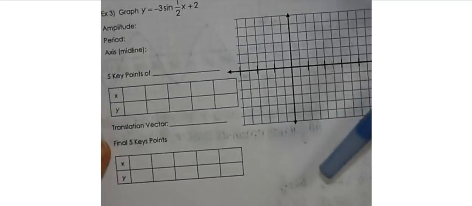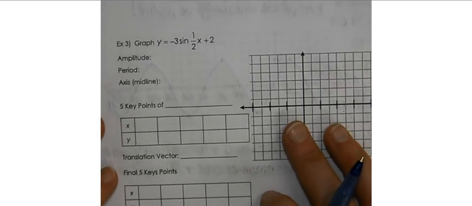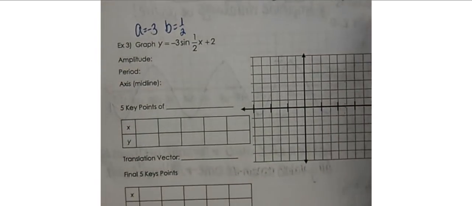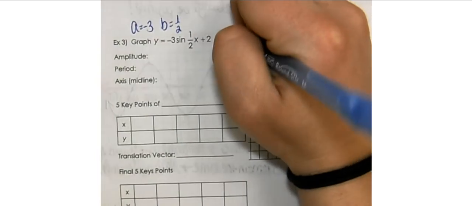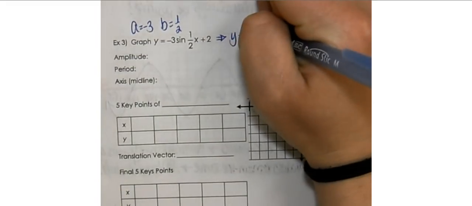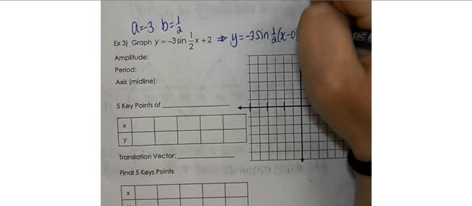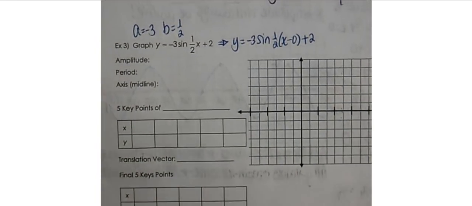In example number 3, we have y is equal to -3 times the sine of 1/2 x plus 2. I'm going to identify my a value as -3. My b value is equal to 1/2, but what's my h value? Notice that there's no parentheses, so it might be helpful to rewrite this equation as y is equal to -3 times the sine of 1/2 times x minus 0 plus 2. So in this case, we have our h value is equal to 0 and our k value is equal to 2.